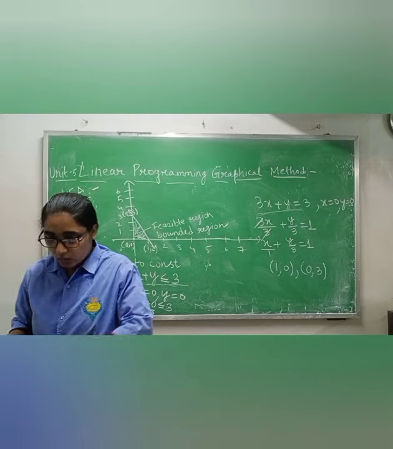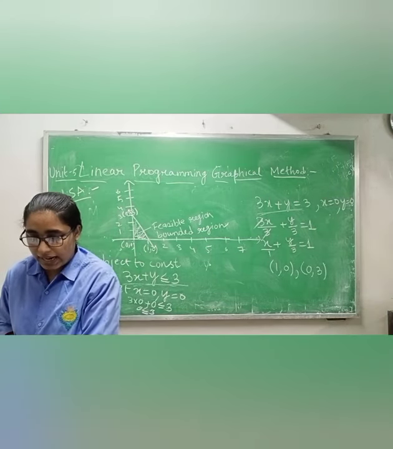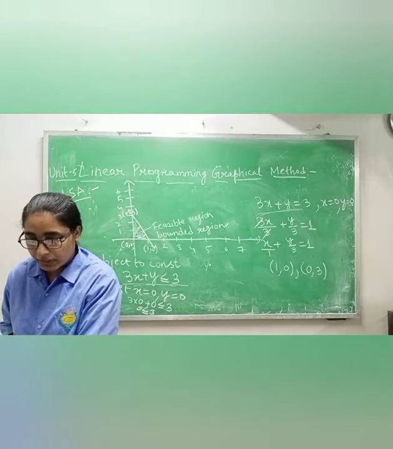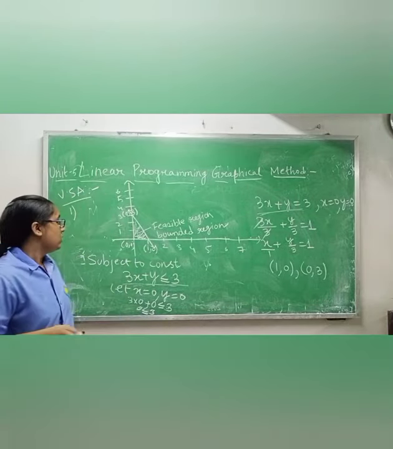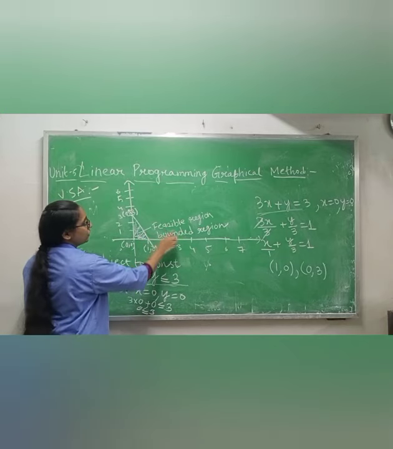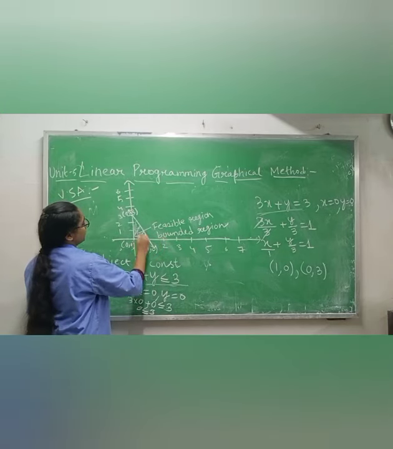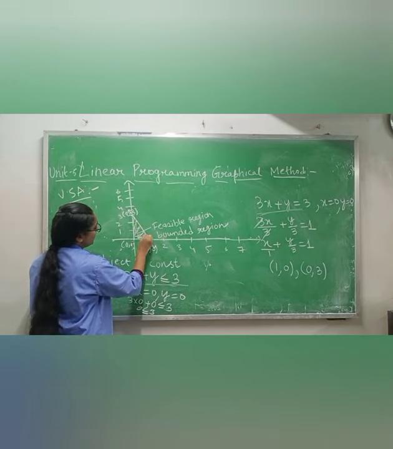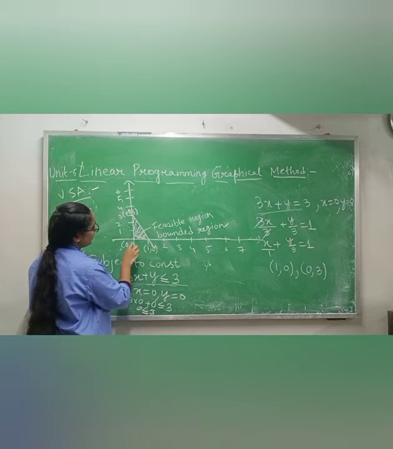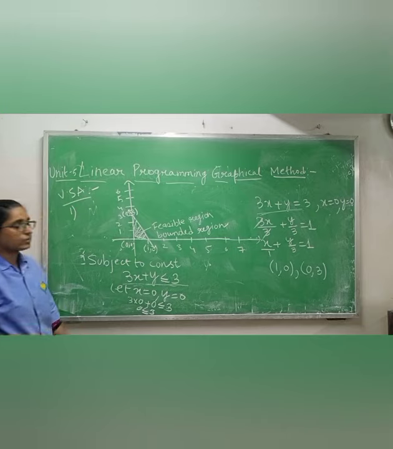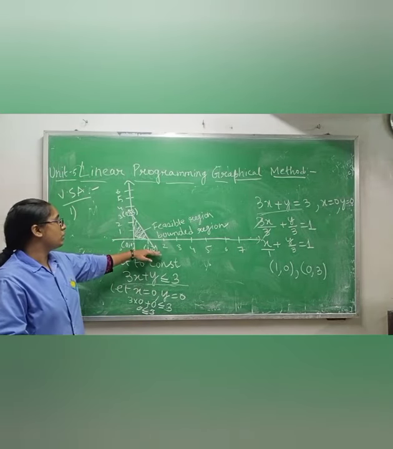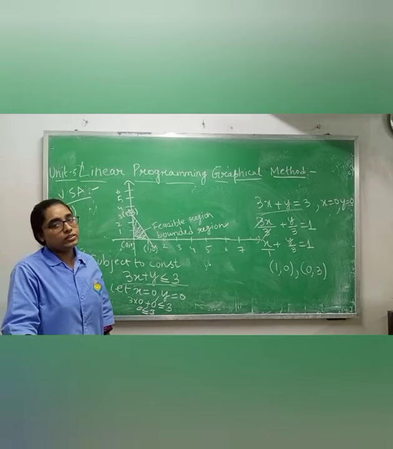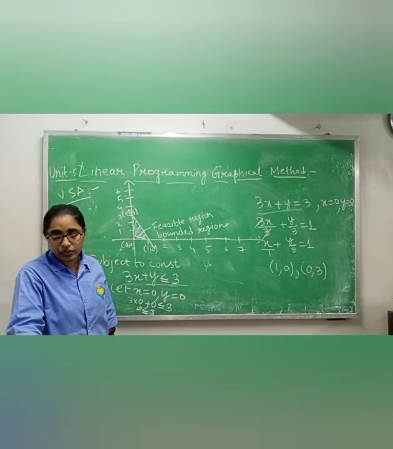Understood? Now read the question, what they are asking. Show that the corner points of the LP are (0, 0), (1, 0) and (0, 3). So you can show that you got a feasible region, a bounded region, and you can say that this feasible region's corner points are (0, 0), (1, 0), (0, 3). Then the first question is proved.